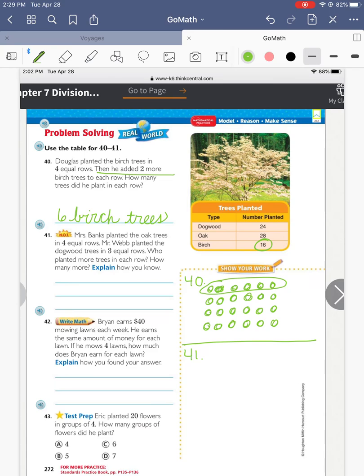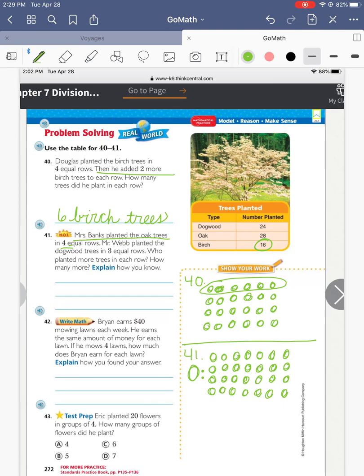So now we need to put the oak trees in 4 rows because it says Mrs. Banks planted the oak trees in 4 rows. So draw 4 rows. We'll put an O over here because this is the oak trees. And then we have to add 1 in each row until we get to 28. So we have 4, 5, 6, 7, 8, 9, 10, 11, 12, 13, 14, 15, 16, 17, 18, 19, 20, 21, 22, 23, 24, 25, 26, 27, 28.